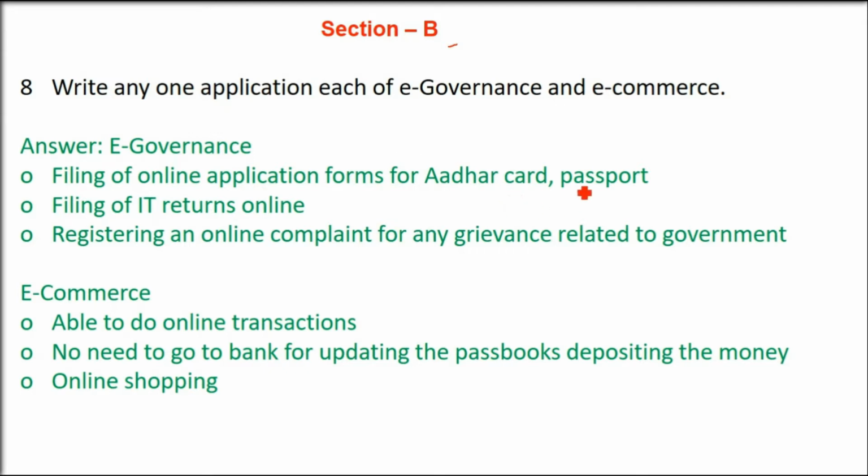In e-governance, you can file online application forms for Aadhaar card, passport, etc. You can also file income tax returns online. And if you have any complaint against anyone, you can file a complaint online, and the government will look into it. E-commerce means you are able to do online transactions. Taking money and going to a shop still happens, but mostly people are using e-commerce. You don't need to go to the bank or stand in line; all these things are now backdated stories.